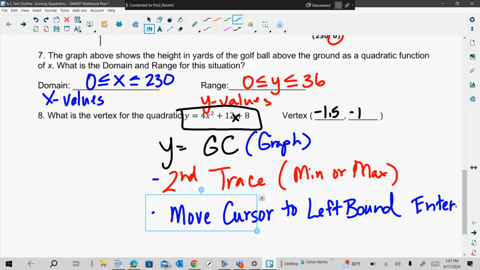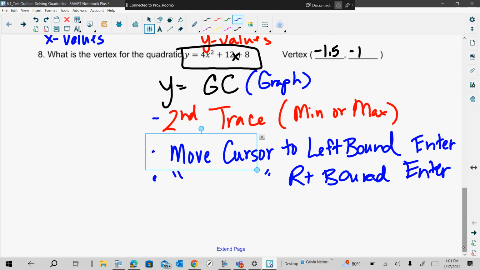All right. Cursor, left bound, enter. Then you have to move right bound. Enter. And then you have to enter one more time. But I don't know, it doesn't show it. You have to keep moving it, right? Where's your calculator? She's trying to. Will you give her the calculator so she can see what she's doing?